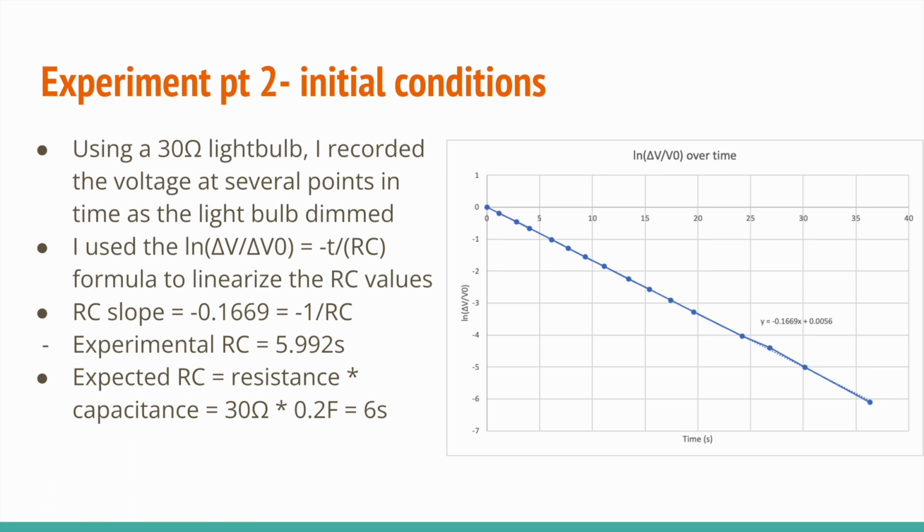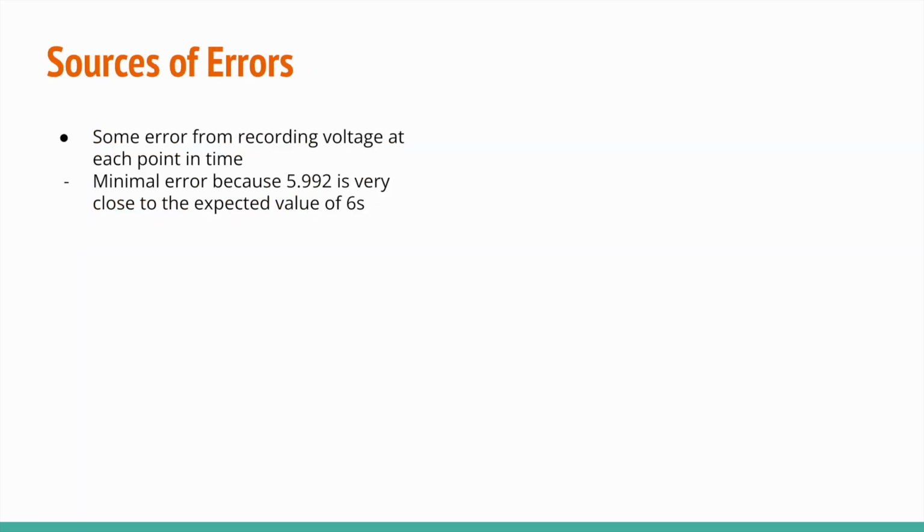The RC value that we expected was the resistance times the capacitance, which was 30 ohms times 0.2 farads, which is equal to 6 seconds. The experimental and expected values were very close for this, similar to the current. There weren't many sources of error for this lab since it's all virtual, but some error may have happened when recording the voltage using the stopwatch and trying to time that. But this error was very minimal because 5.992 is very close to the expected value of 6 seconds.